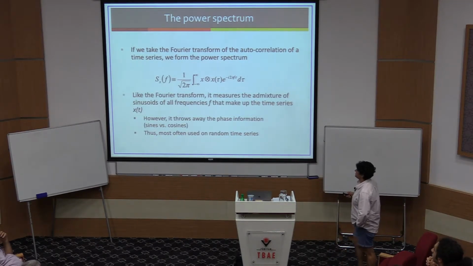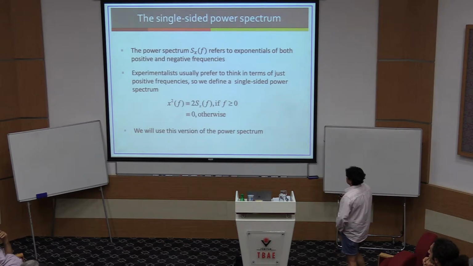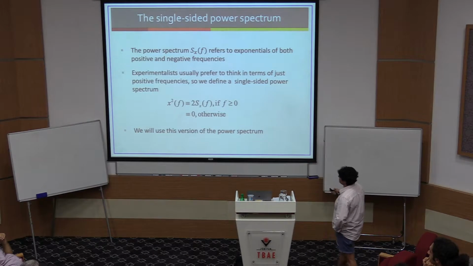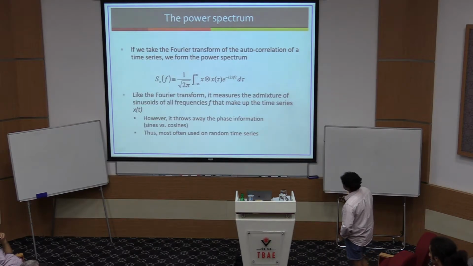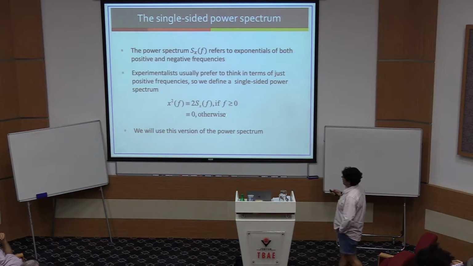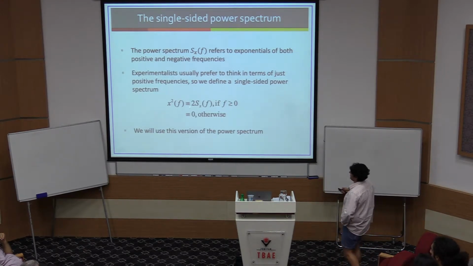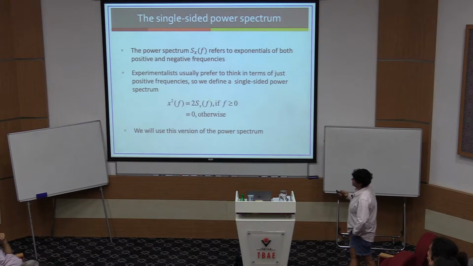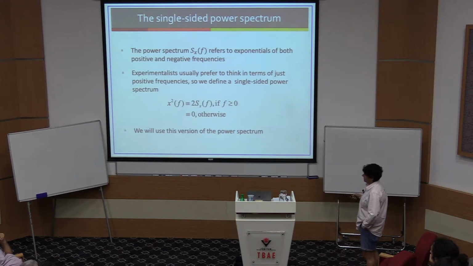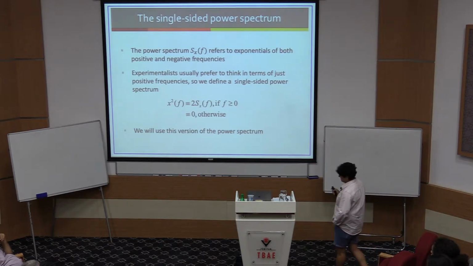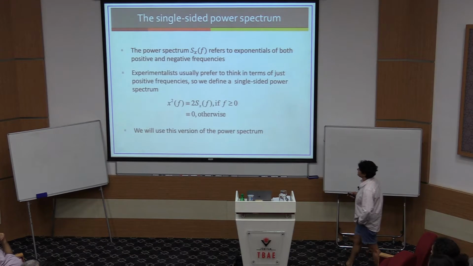You lose phase information. Okay, now experimentalists usually like to think in terms of positive frequencies, whereas this expression here can take both negative and positive frequencies. So we usually define a single-sided power spectrum, which is just twice the two-sided power spectrum for frequencies greater than 0, and otherwise 0 at all negative frequencies. And we will use this version of the power spectrum.